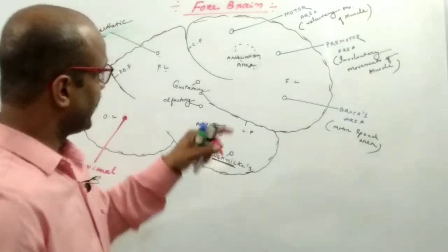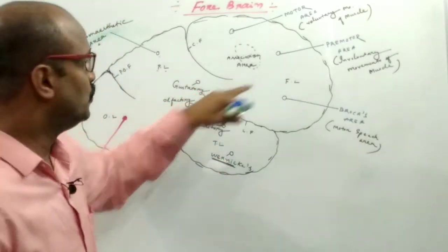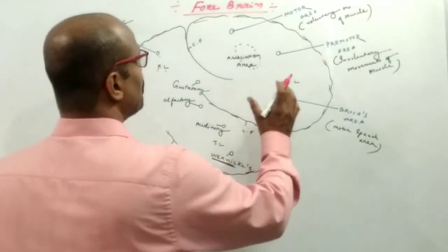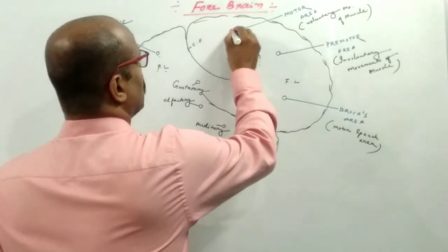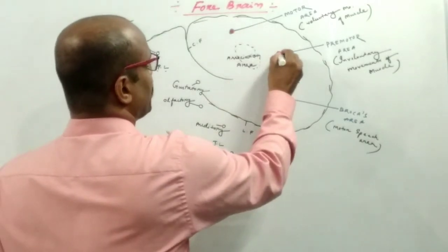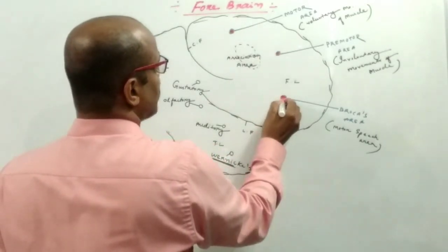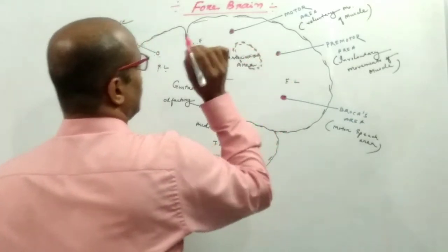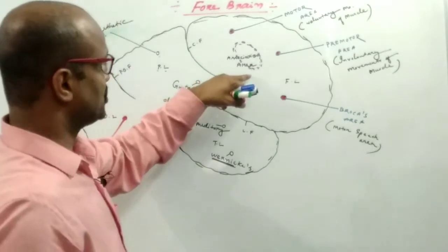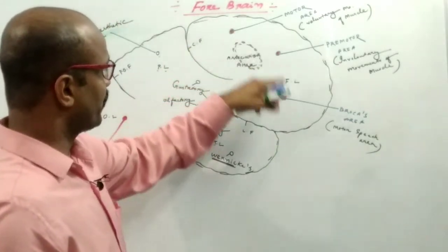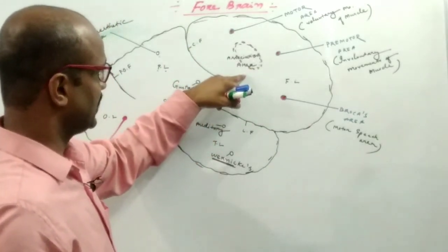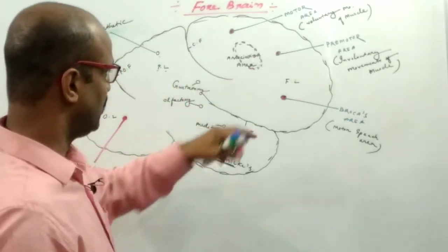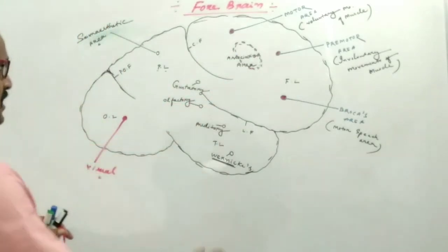So let me repeat again. The frontal lobe has three important areas: the motor area, premotor area, and Broca's area, and another one is the association area. So four areas are present.